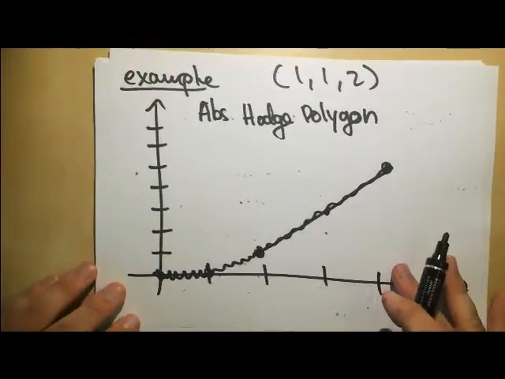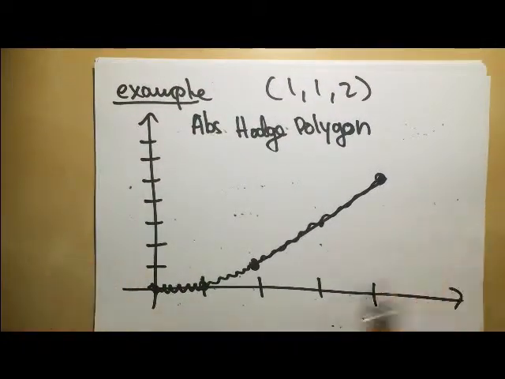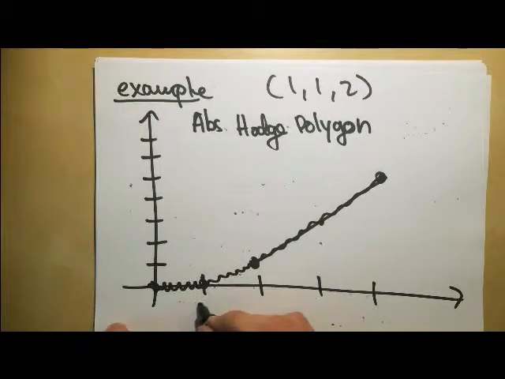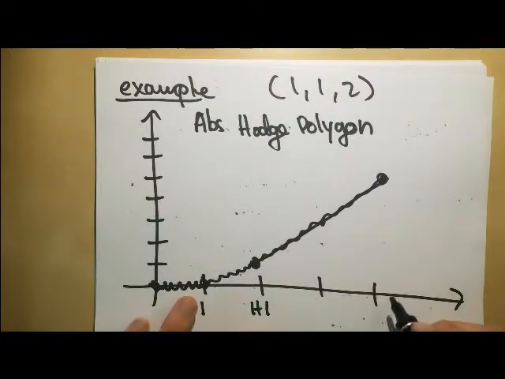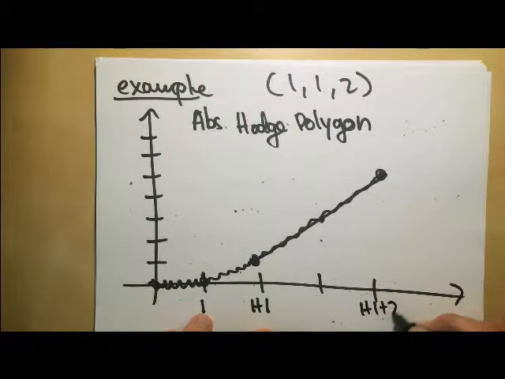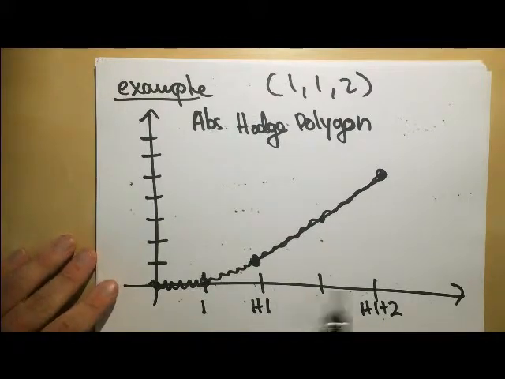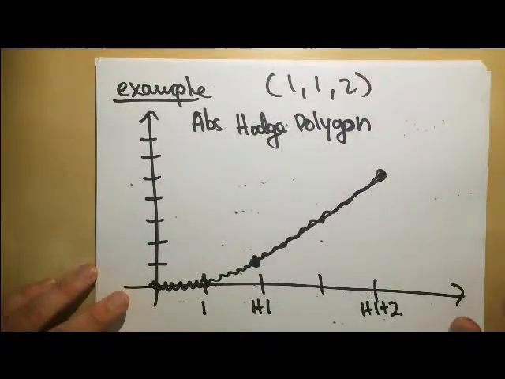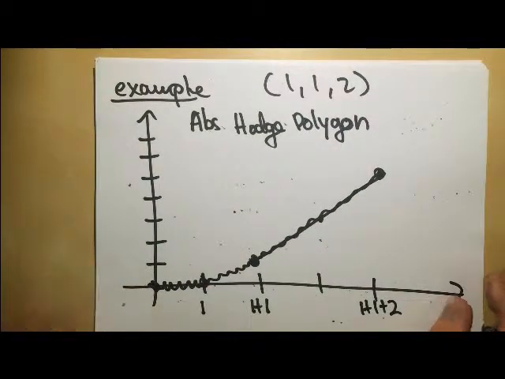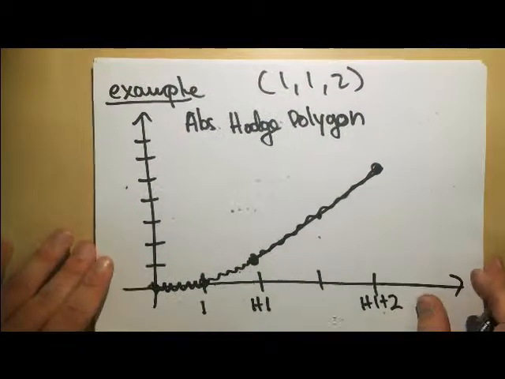One other thing to mention is that here, this is going to be at point 1. This is 1 plus 1, and then this one is 1 plus 1 plus 2. So this is 4, I think, right? 1, 2, 3, 4. So the points where they break are going to be the sums of these numbers, the partial sums of the sequence. So this is what an abstract Hodge polygon is.